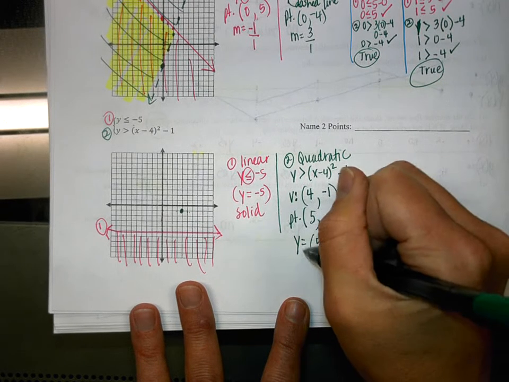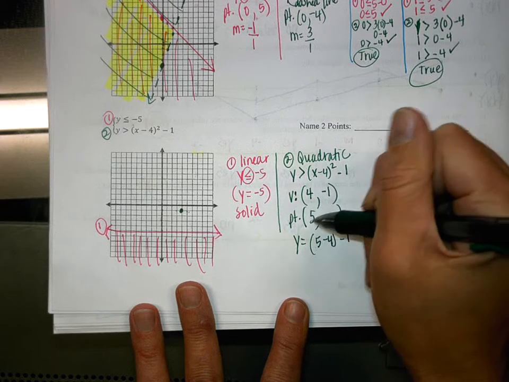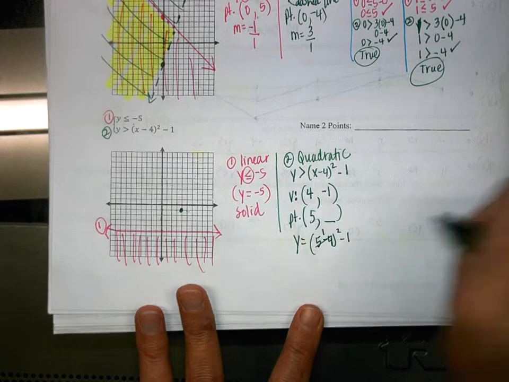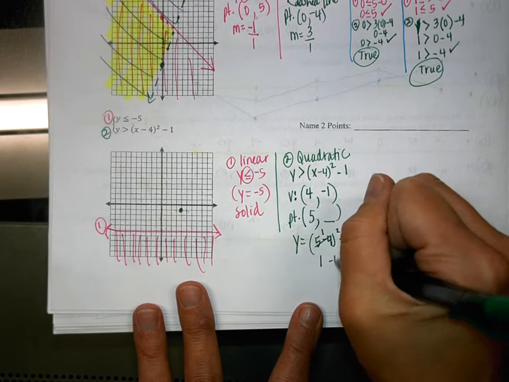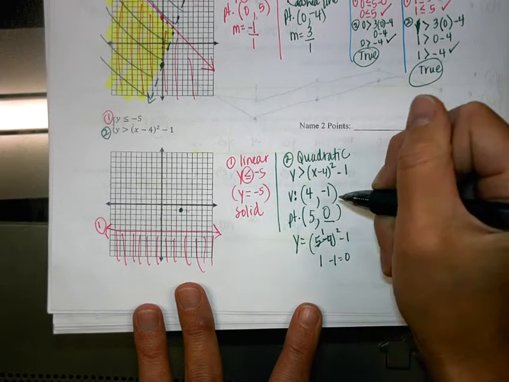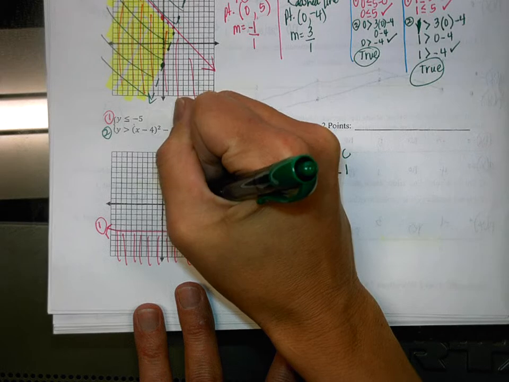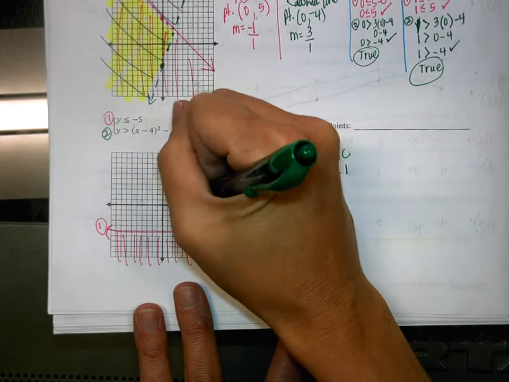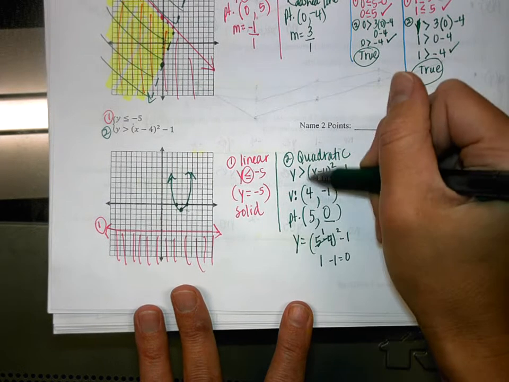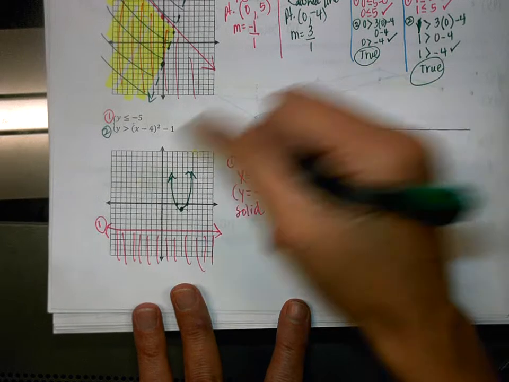I know I wrote equals, but we're just trying to figure out what y equals when x is 5. So 5 minus 4 makes 1. 1 squared is 1, and 1 minus 1 equals 0. So when x is 5, y is 0. There's a point here. We know our line of symmetry, so we go across, and there's another point there. And it's curving up, and we know that it should be curving up because our a is 1.